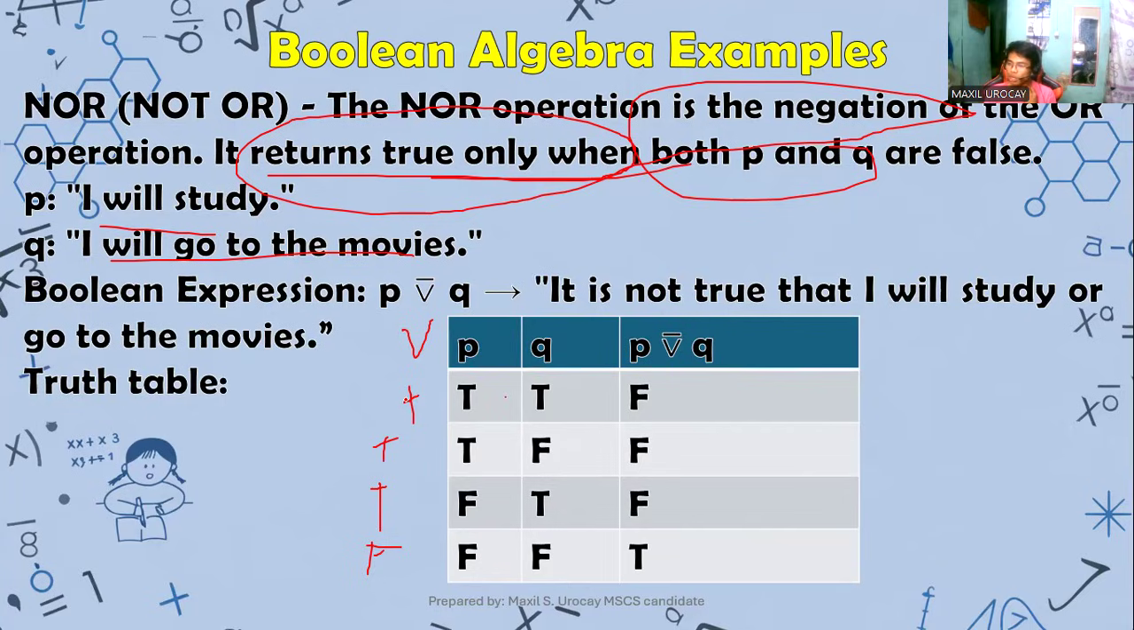Now, the negation. True negation is false. True negation is false. True negation is false. False negation is true. That's how it works. Sorry for that, absent-mindedness. Now, it is really so simple. Hopefully you were able to get the logic behind it.